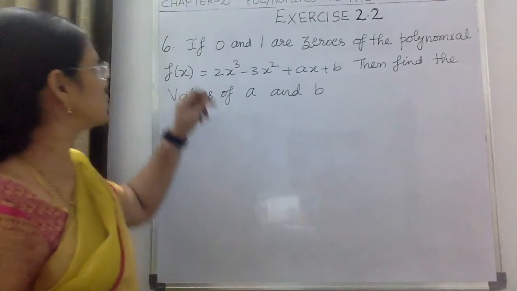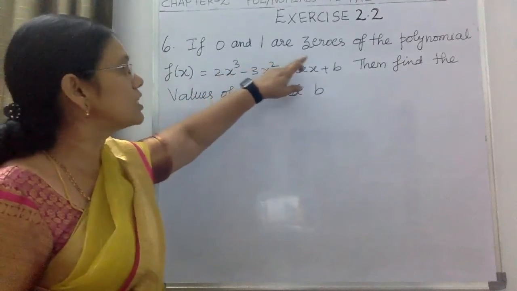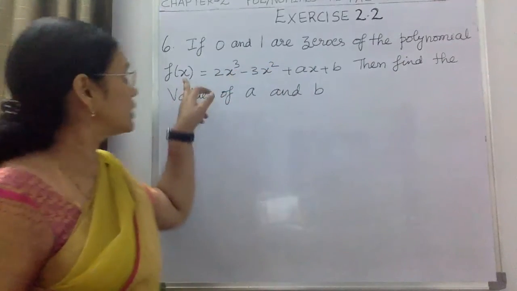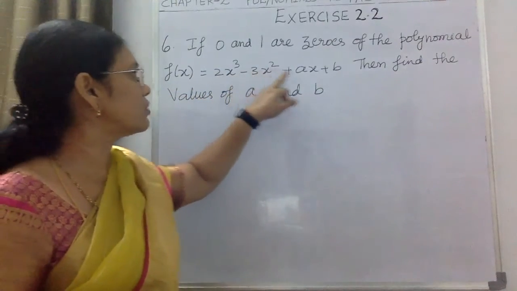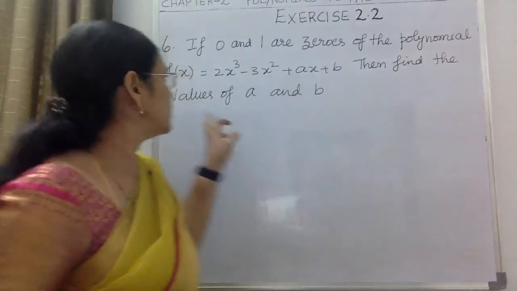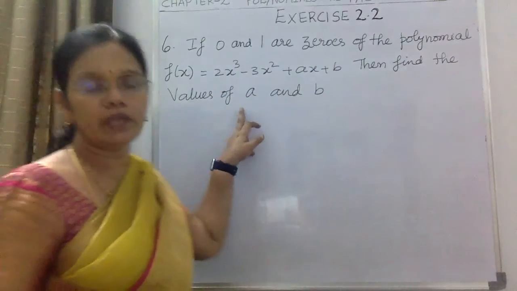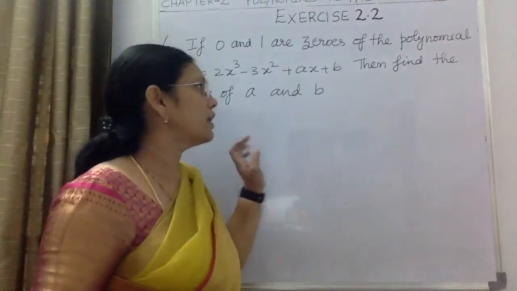Look at the sixth question. If 0 and 1 are the zeros of the polynomial f of x equals 2x cube minus 3x square plus ax plus b, then find the values of a and b.